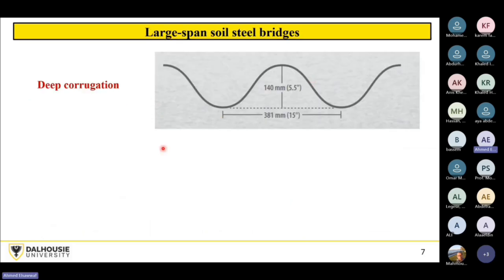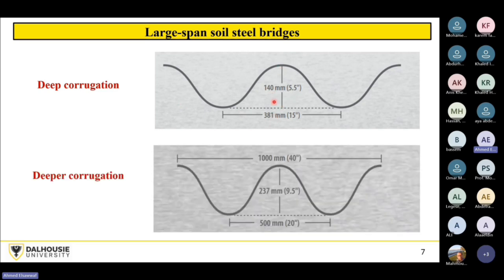Okay, I told you 2 or 3 slides ago that what helped us to construct these structures is the material of the steel. You have here the deep corrugation profile. That's the corrugation we are using, and this name is according to the Canadian Highway Bridge Design Code. So I will adhere in my presentation to the Canadian manual. Here it has a wavelength of 381 millimeters and a depth of 140 millimeters, and that's our hero.